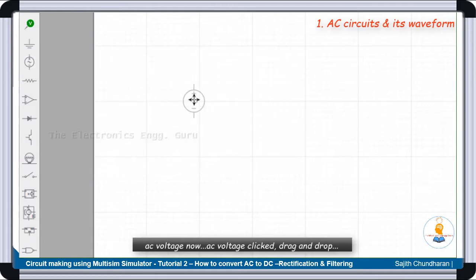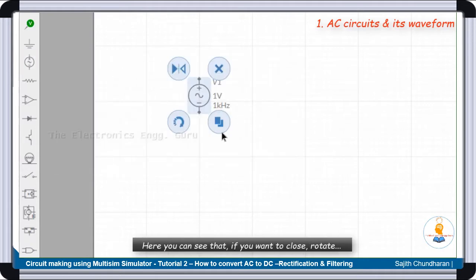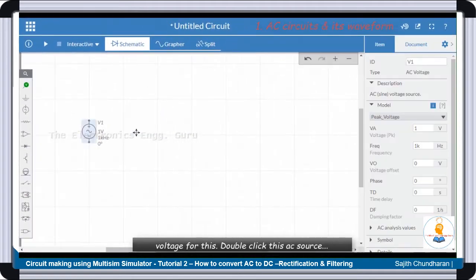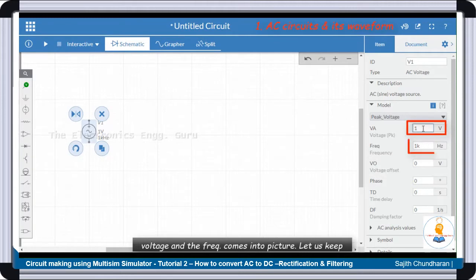AC voltage clicked, drag and drop. Here you can see that if you want to close or rotate, everything is available there. Let us keep it like that. Let us fix a voltage for this. Double click this AC source. On the right hand side the voltage and the frequency come into picture. Let us keep it 10 volt and 1 kilohertz. Let it be like that.